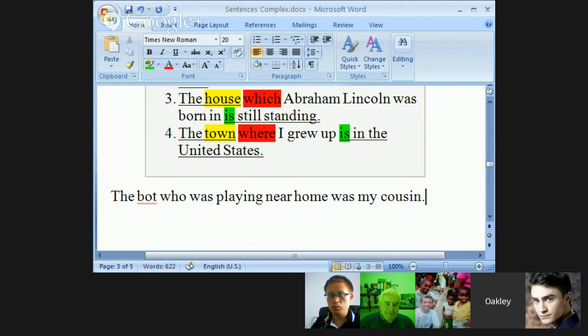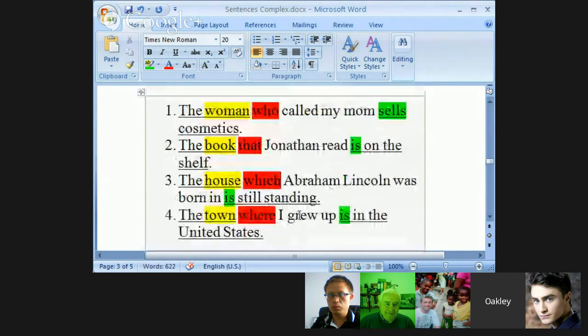I wrote the bot. Sorry, I just cracked myself up there.